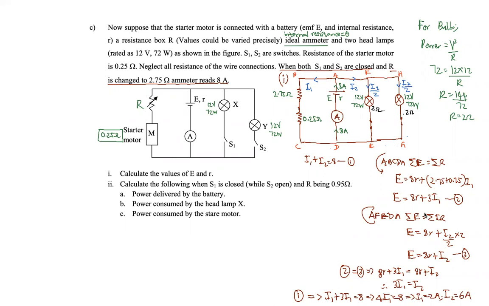But unfortunately, even if I put it here, we will not be able to get a value. If I use the second equation, E equals 8R plus 3 into I1, or 8R plus I2. What is I2? 6. We can't write another equation in terms of E and R. That is the concern I have here. My goodness, what are we going to do?